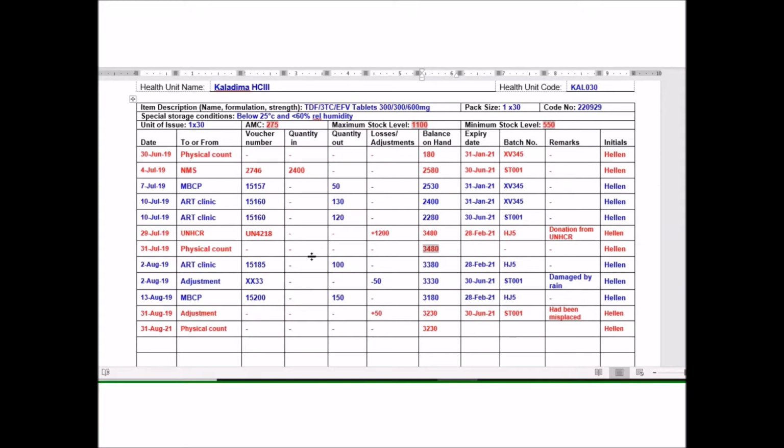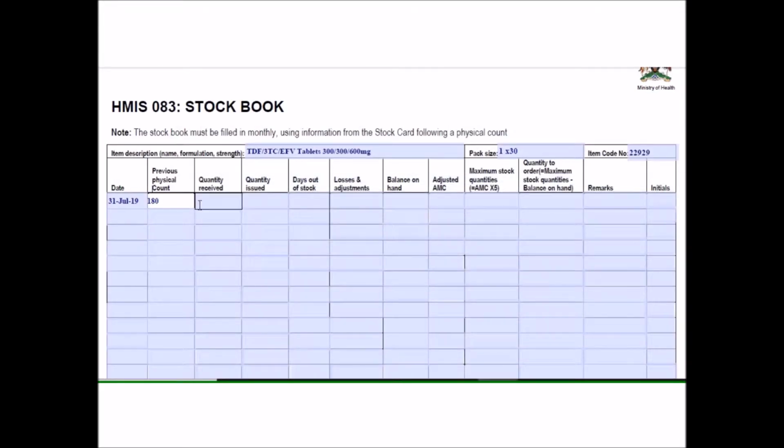We go in the stock book and add up all the receipts we received in July. We received only one time and we received 2,400. There's no other time we received. So we just add up that. Just pick that. That will be 2,400. That's what we received in the month of July.